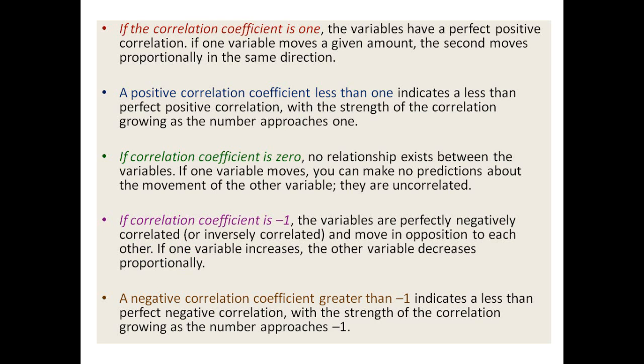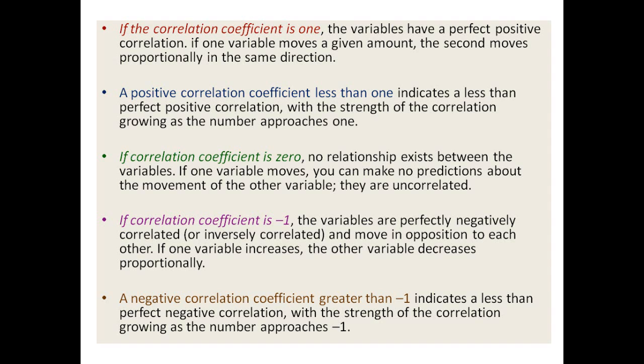If the correlation coefficient is 1, the variables have a perfect positive correlation. If one variable moves a given amount, the second variable moves proportionately in the same direction. A positive correlation coefficient less than 1 indicates a less than perfect positive correlation, with the strength of the correlation growing as the number approaches 1.